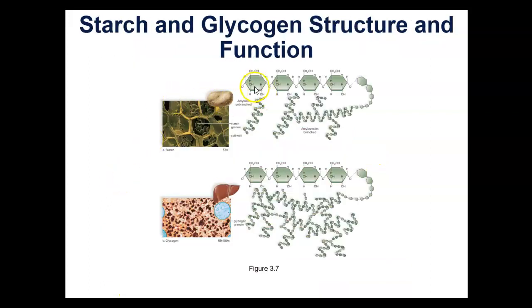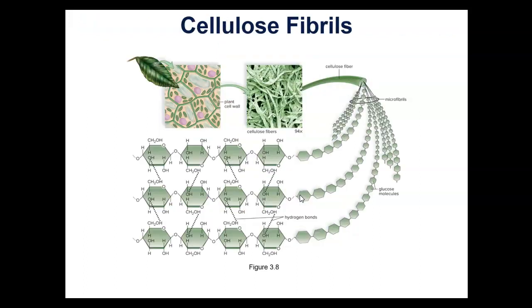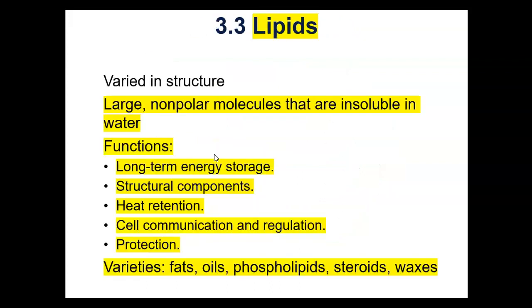You can see here an image of the starch found in this potato, long chains of glucose, glycogen found in this liver, long chains of glucose. They look very similar. And cellulose found in plant cell walls, again, is long chains of glucose. And now we're on the section called lipids.